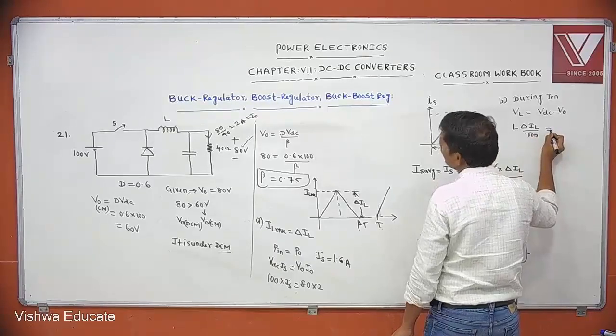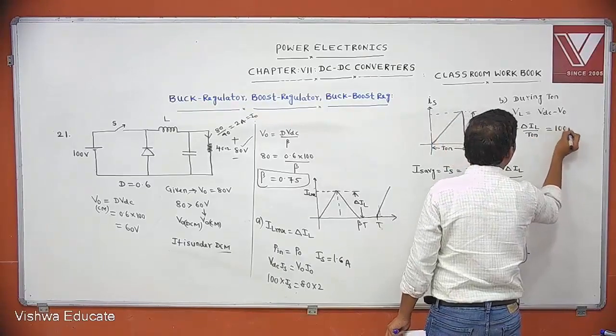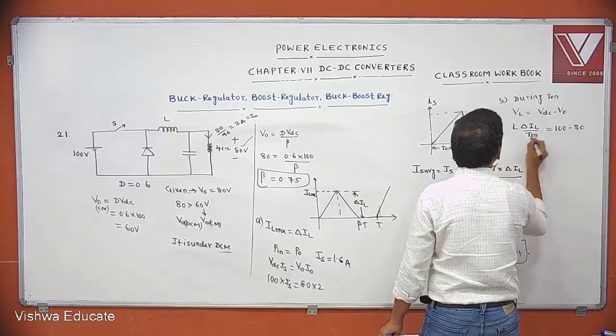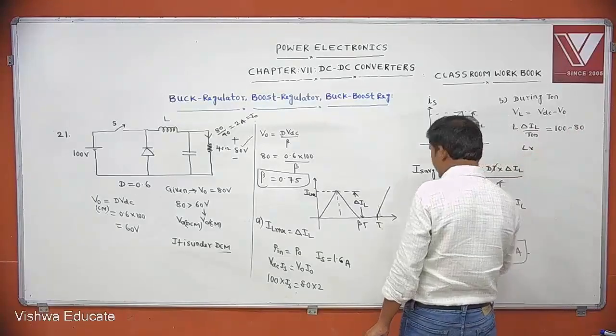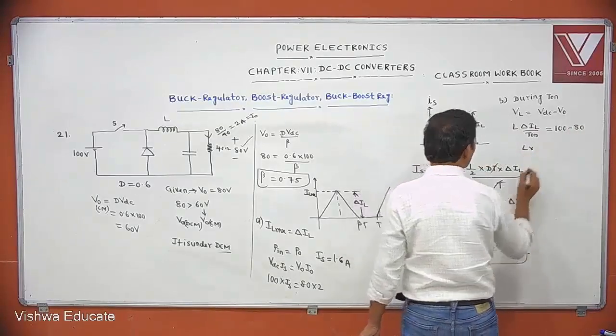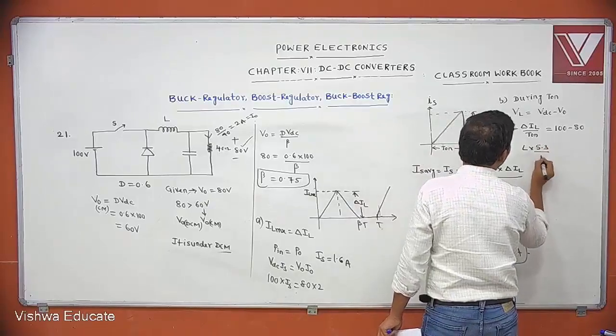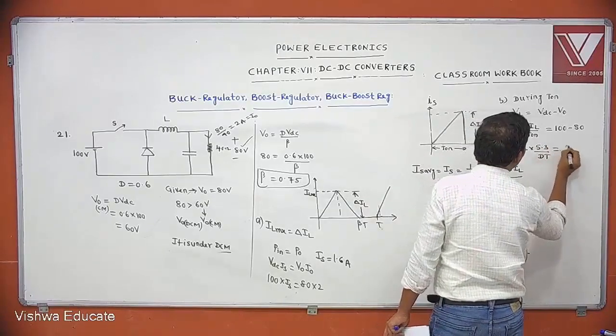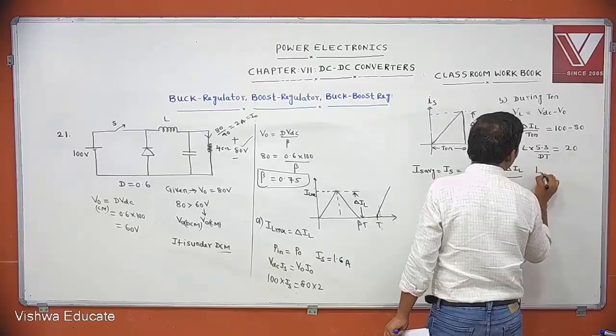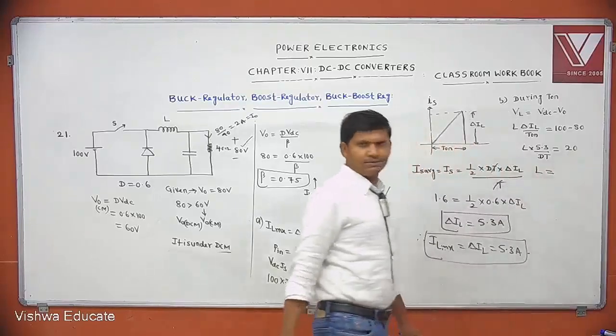VDC, how much is it given? 100 volts. V0 is how much? 80 volts. L into delta L you calculated now. How much delta L did you calculate? 5.3. D into T is equal to 20. Then from this we calculate the value of inductance.